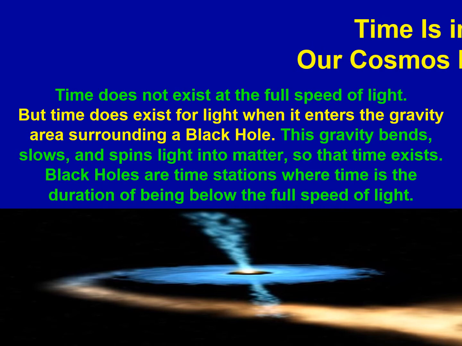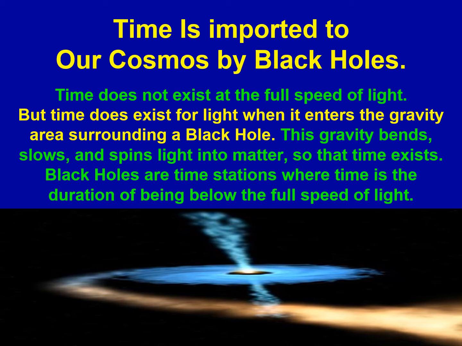Time does not exist at the full speed of light, but time does exist for light when it enters the gravity area surrounding a black hole. This gravity bends, slows, and spins light into matter so that time exists. Black holes are time stations where time is the duration of being below the full speed of light.